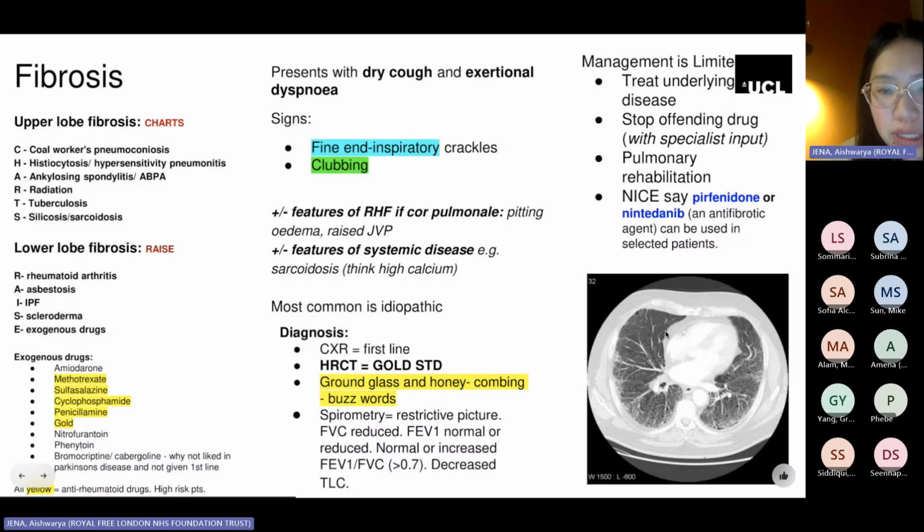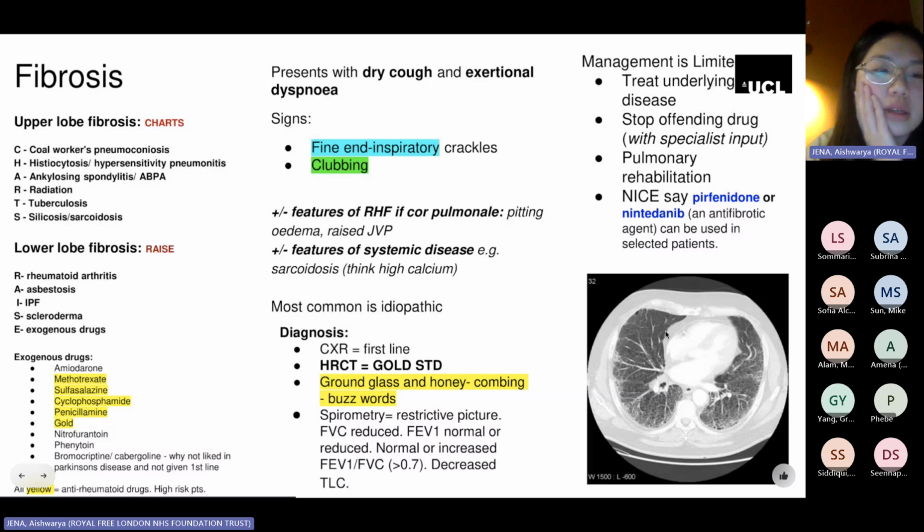And spirometry is a restrictive picture, so that means the FEV1 and FVC are both reduced. So the ratio would be above 0.7, unlike COPD and asthma. Management is really limited. So treat the underlying disease and stop the drug. So for example, in this case, you'd stop the methotrexate. Pulmonary rehabilitation. And NICE also says these two drugs, pirfenidone and nintedanib, but I think they don't work that well.